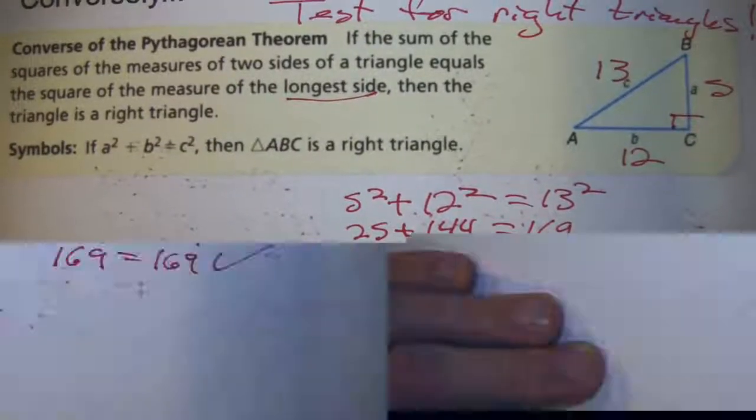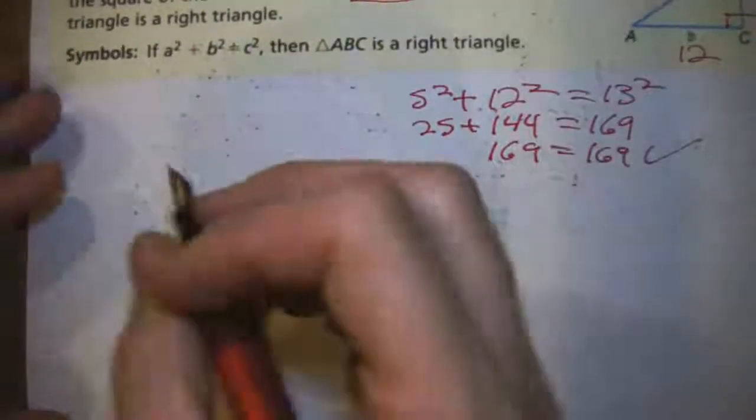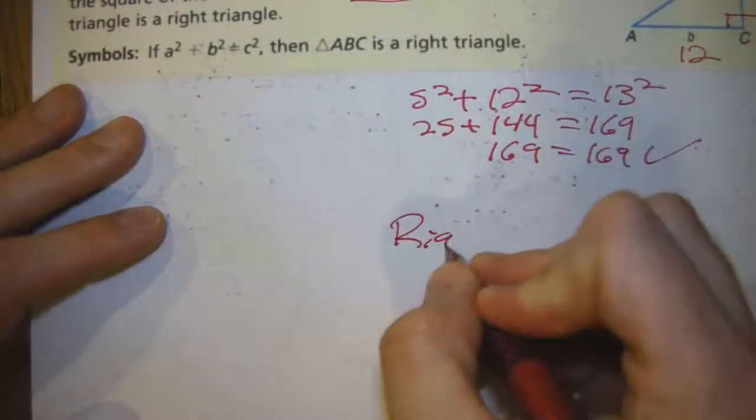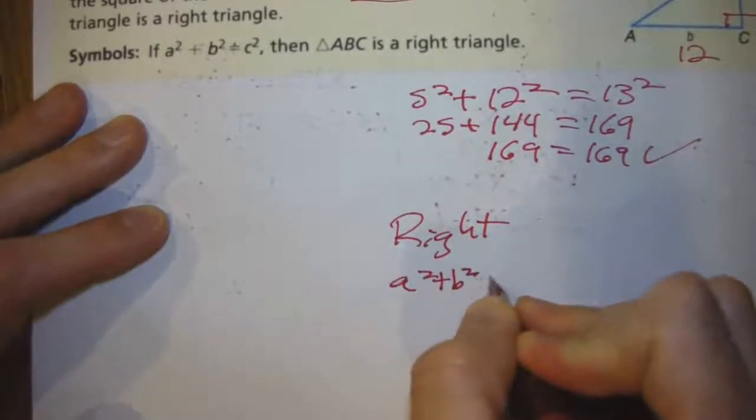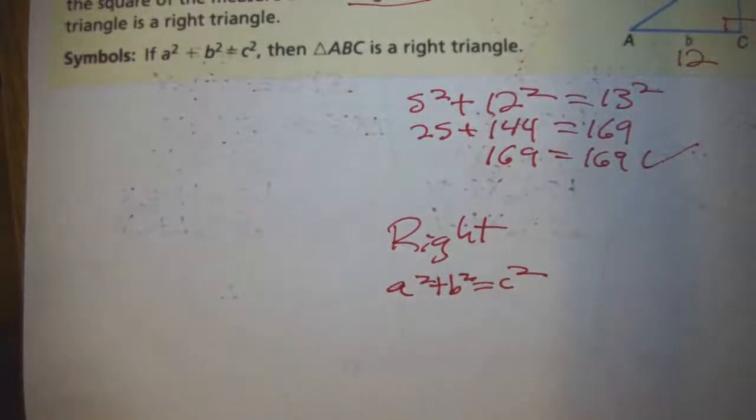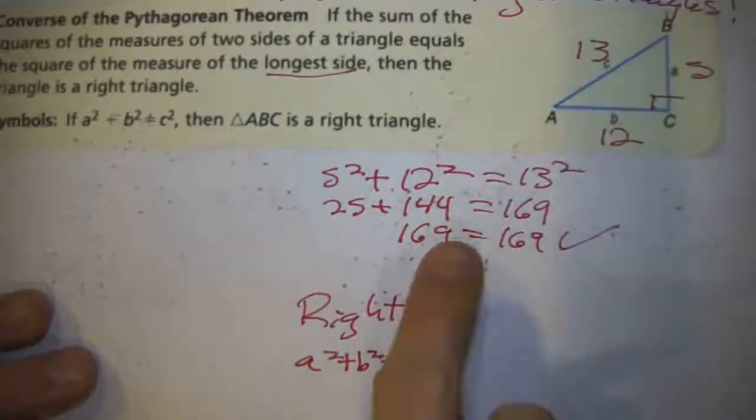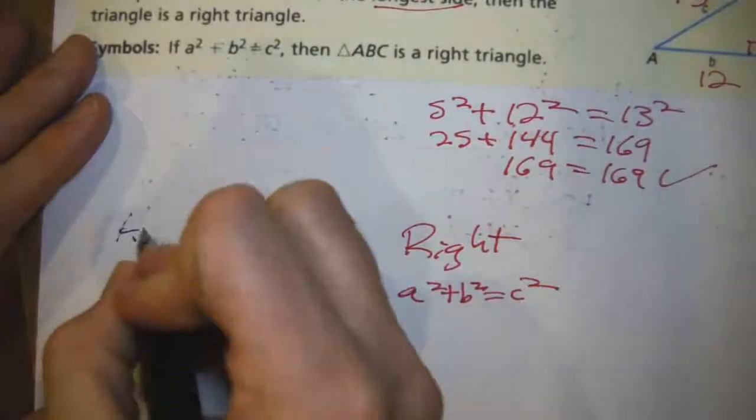But what happens if, let's say, it doesn't equal, all right? So let's talk about that. If it's right, let's make a note here. If it's right, then a squared plus b squared is c squared. All right, so we got that much down. But what if it's not right? What if we end up that the two sides aren't equal? What does that mean? Well, there are only two other options for triangles.